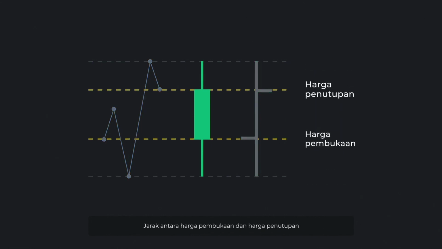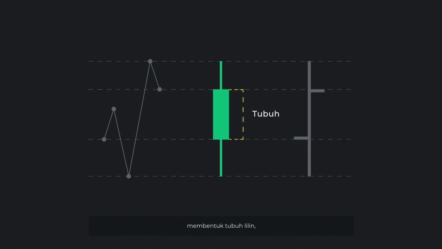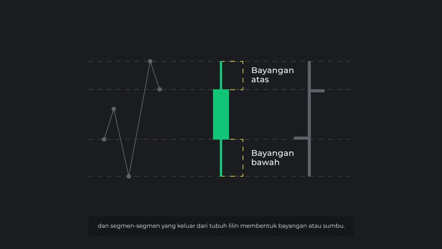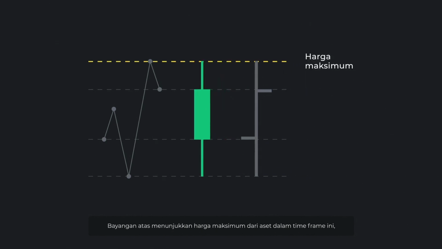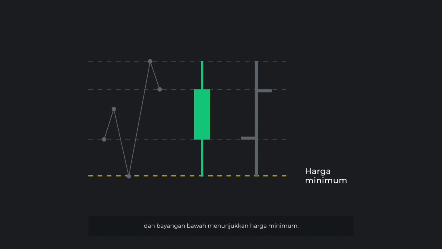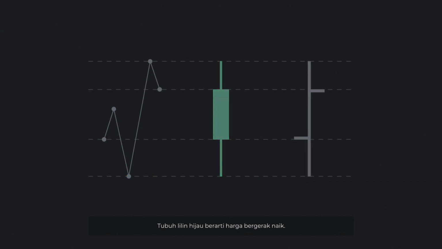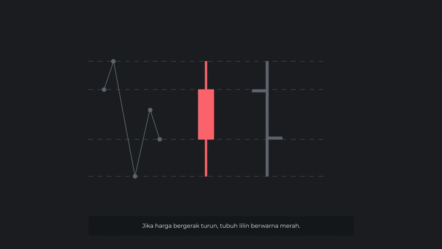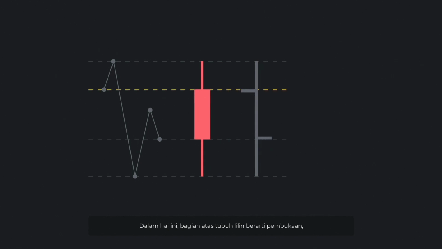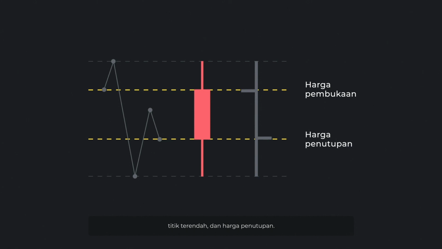The distance between the opening and closing prices makes up the body of the candlestick, and the segments going out of the body make up shadows or wicks. The upper shadow shows the maximum price of the asset in this time frame, and the lower shadow shows the minimum price. The green body of the candlestick means the price was growing. If the price was declining, the body of the candlestick will be red. In this case, the upper part of the candlestick body means the opening price, and the lower, the closing price.